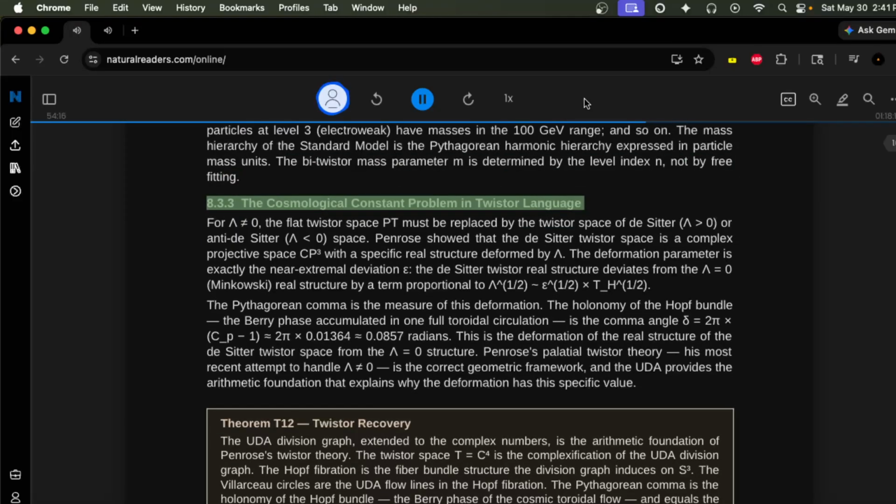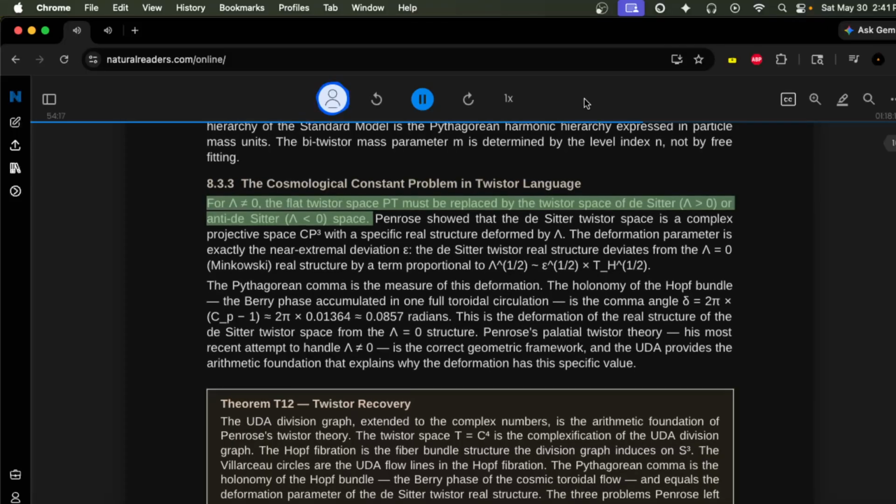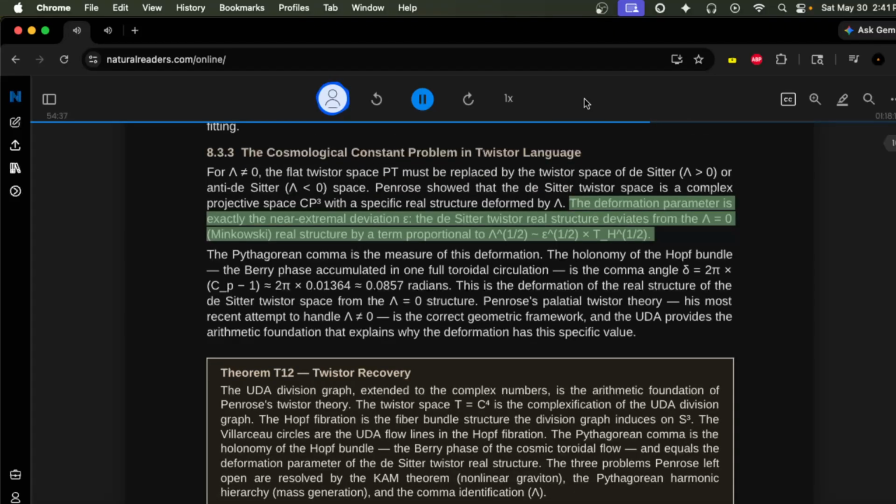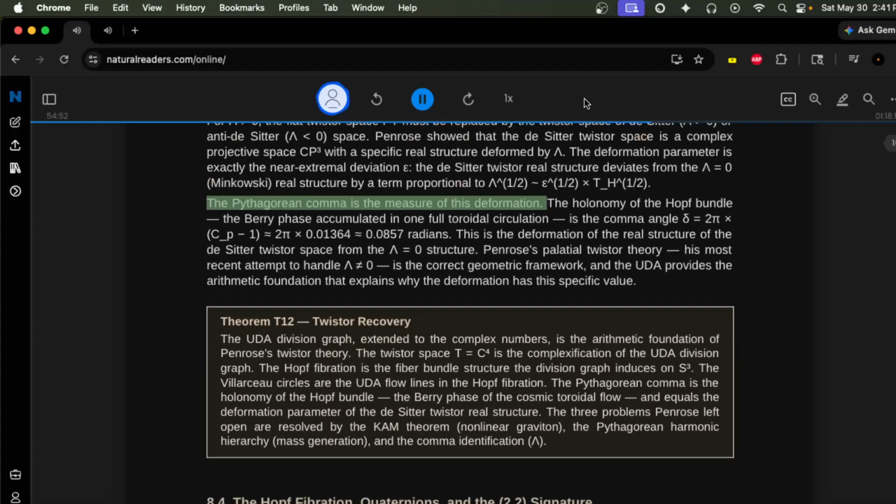8.3.3 The cosmological constant problem in twistor language. For lambda does not equal 0, the flat twistor space PT must be replaced by the twistor space of de Sitter or anti-de Sitter space. Penrose showed that the de Sitter twistor space is a complex projective space CP³ with a specific real structure deformed by lambda. The deformation parameter is exactly the near-extremal deviation epsilon. The de Sitter twistor real structure deviates from the lambda equals 0 real structure by a term proportional to lambda ~ epsilon^n. The Pythagorean comma is the measure of this deformation.